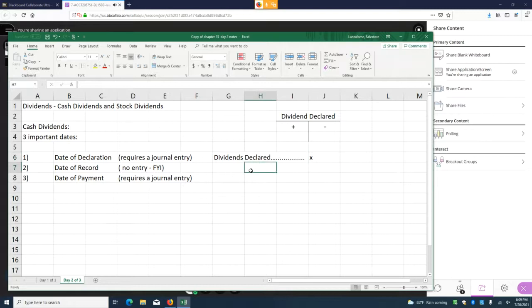And they will credit dividends payable. Now in a sole proprietorship scenario, the owner makes a withdrawal, they debit drawing, credit cash.